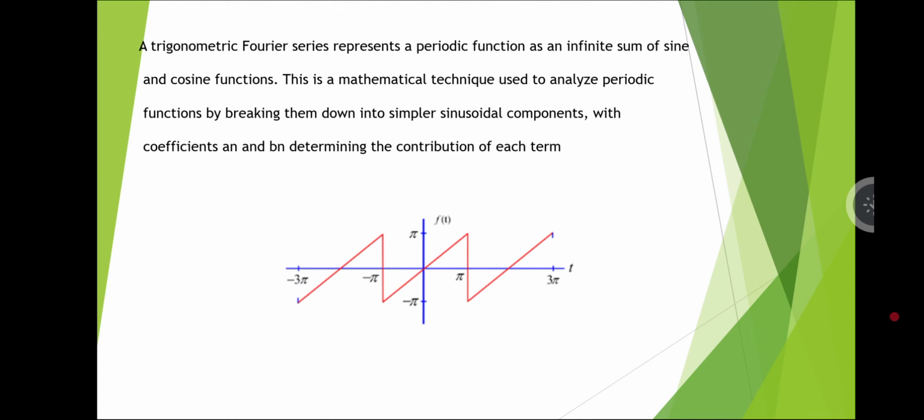A trigonometric Fourier series represents a periodic function as an infinite sum of sine and cosine functions. This is a mathematical technique used to analyze periodic functions by breaking them down into simpler sinusoidal components with coefficients an and bn determining the contribution of each term.